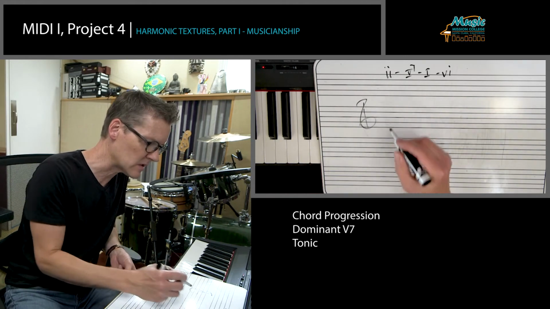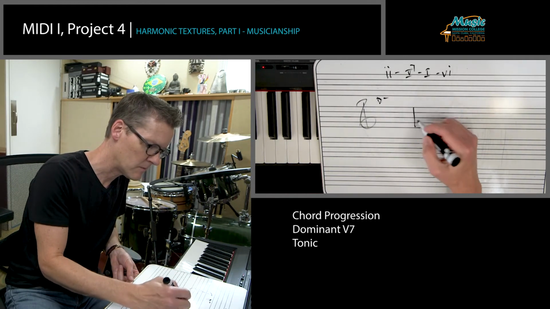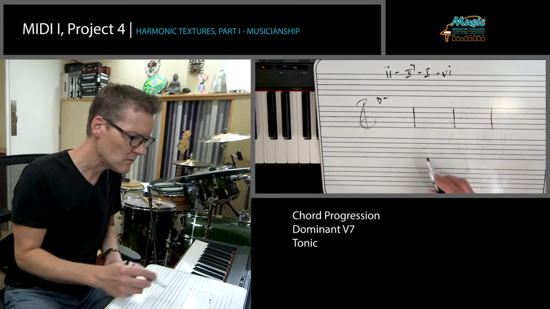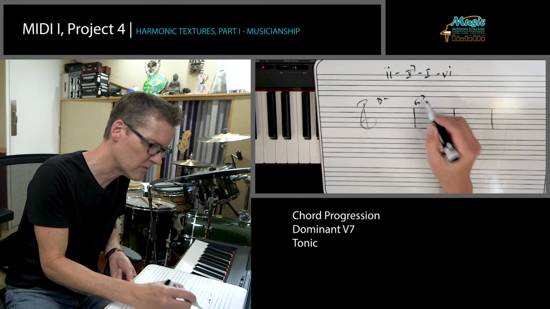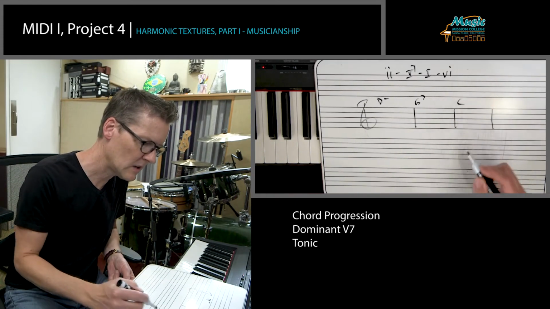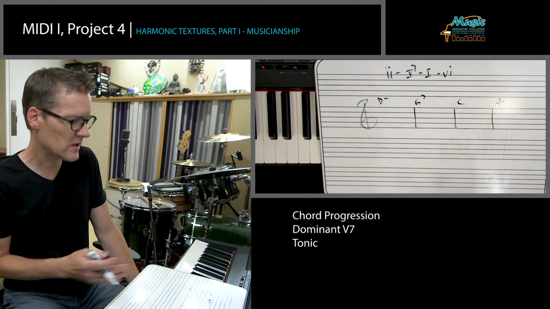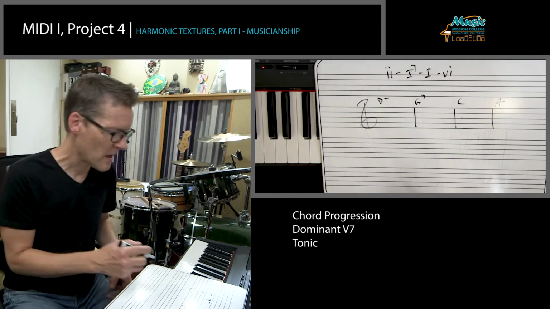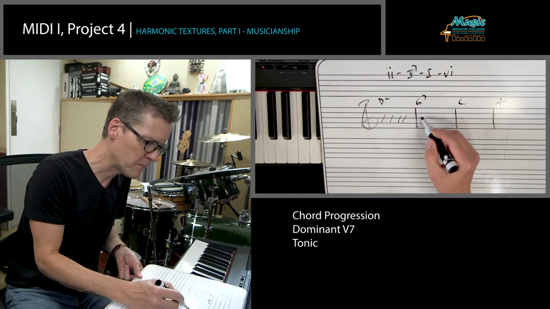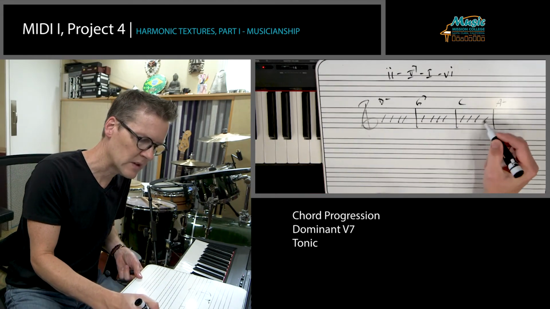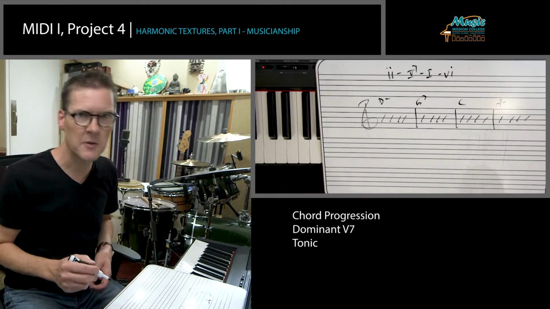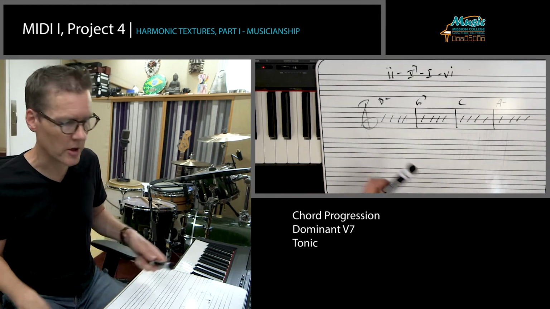The 2 in the key of C is D minor. The 5/7 is G7. The 1 is C. And the 6 is A minor. And because let's just say that we're going to play it in 4/4 time, I'm going to mark the time with these slashes, telling me that I'm playing 4 beats for each chord.